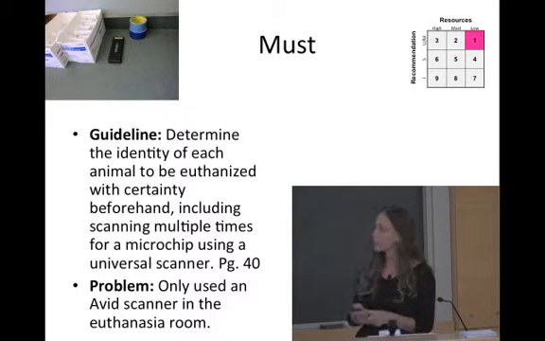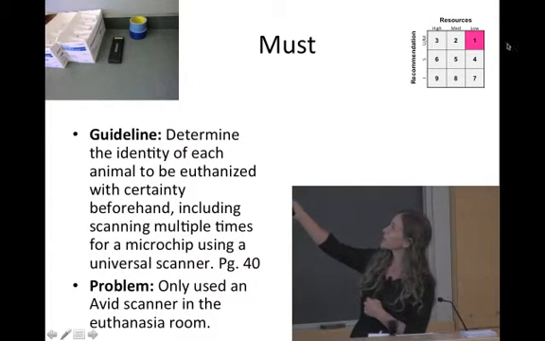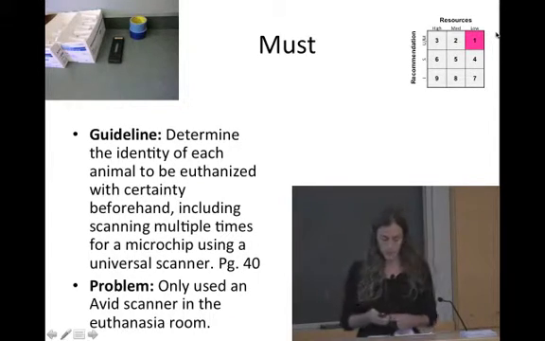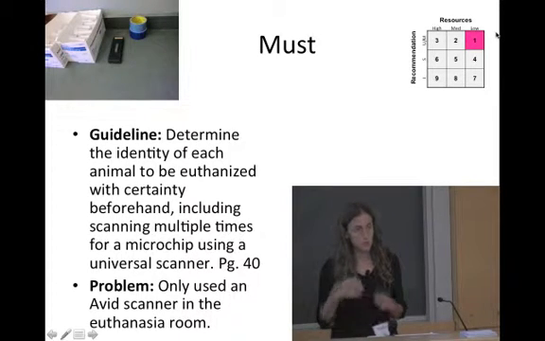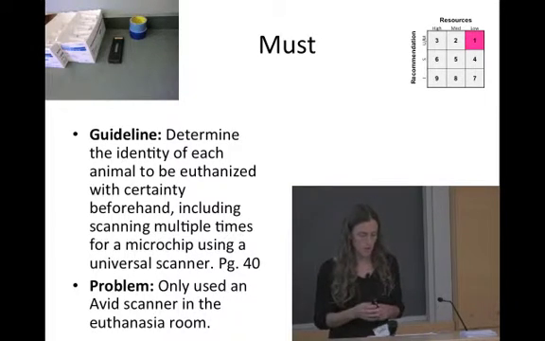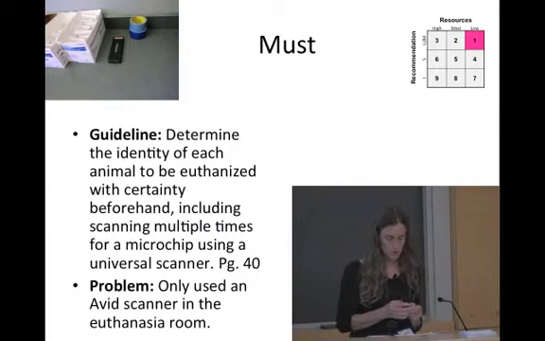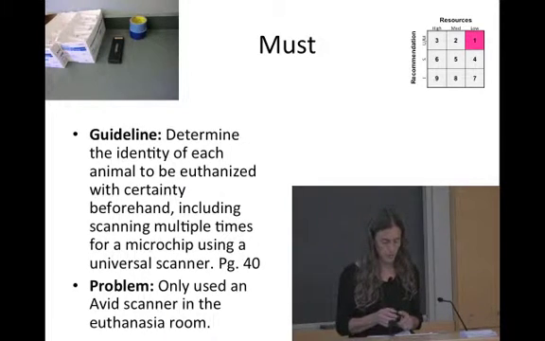So here's an example. Here's her prioritization. This is the unacceptable must column. Here's the recommendation from the guideline: determine the identity of each animal to be euthanized with certainty beforehand, including scanning multiple times for microchip using a universal scanner. Their problem was they were only using an Avid scanner in the euthanasia room.